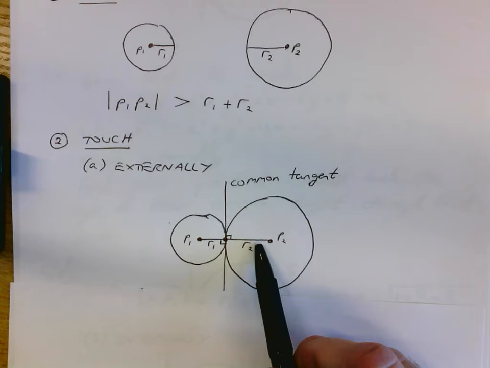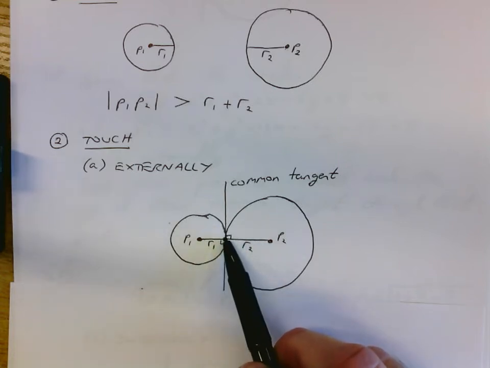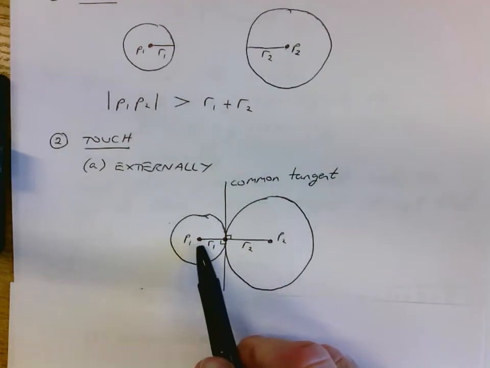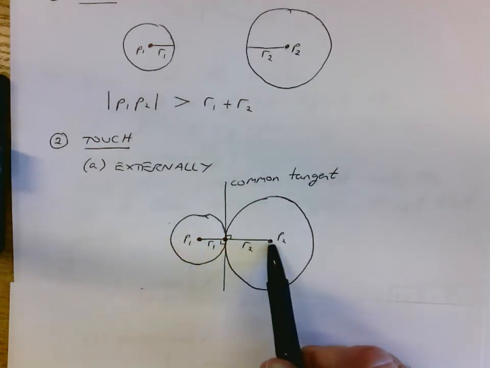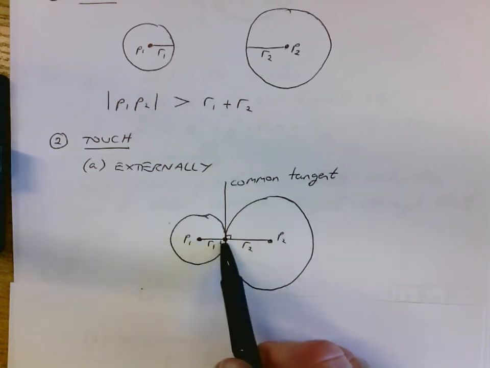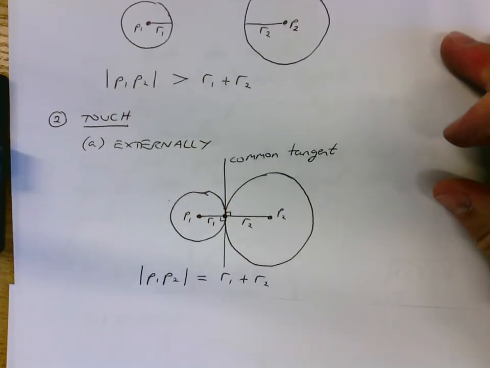And if they touch just at one point externally, just there, then what's true is that the distance from P1, the centre of circle 1, to the centre of circle 2, P2, that distance is the radius 1 plus the radius 2. Just by looking at the picture, it has to be like that, doesn't it?